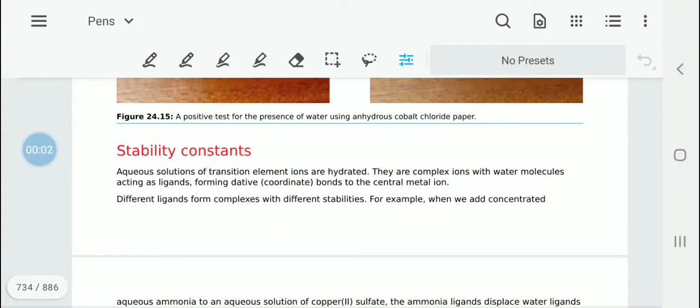Chemistry chapter 24, theory video 8. Stability constants is what we are going to learn.